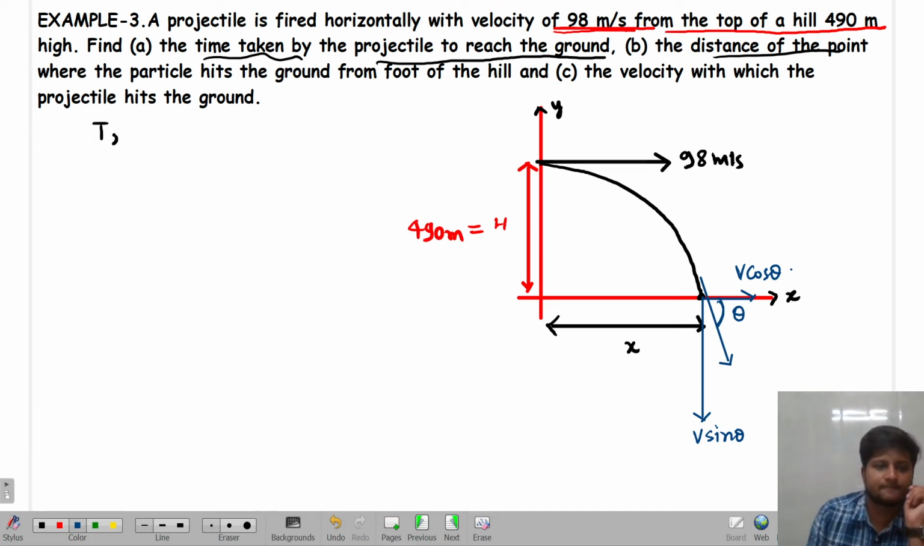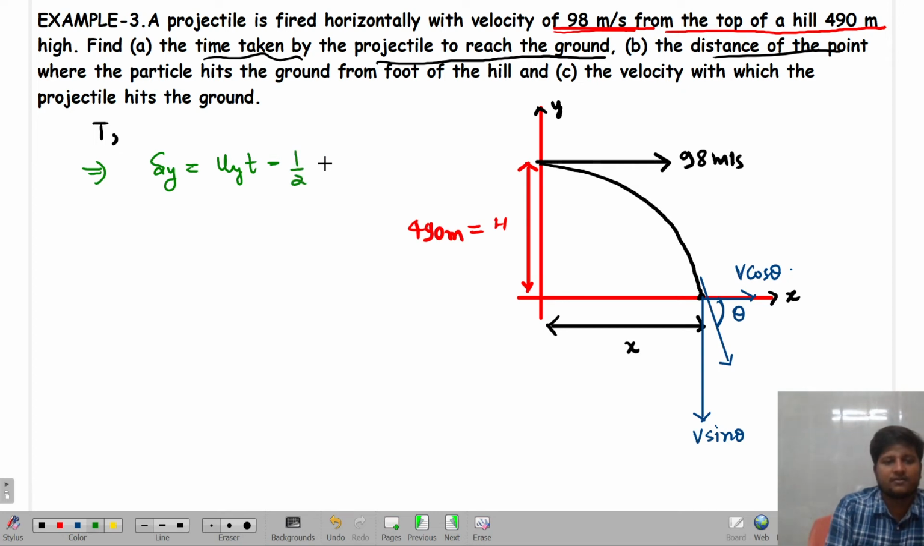Can you solve it? Now look over here. This question is very easy. You are aware of the y displacement. You have to calculate the time of flight. You are aware of the vertical displacement, yes or no? So you can write the equation S_y is equal to u_y into time t minus half g t square.